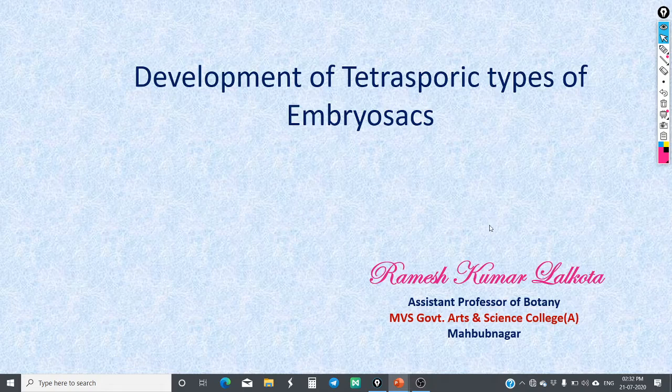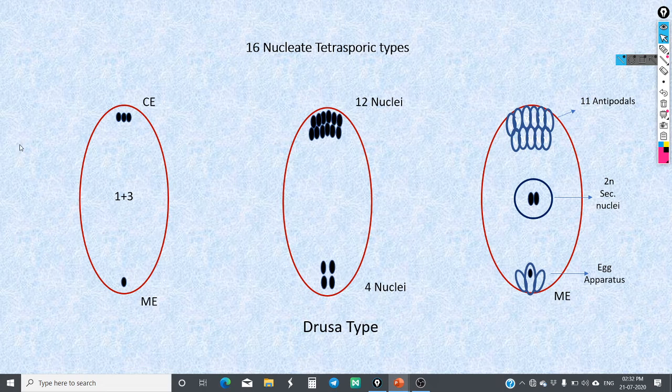See, this is the Drusa type here. It shows 1+3 condition. That means one nucleus is present at the micropylar end and the remaining three at the chalazal end. Okay, so in Drusa type, these nuclei which are present at the two ends, the two poles, they undergo two mitotic divisions.